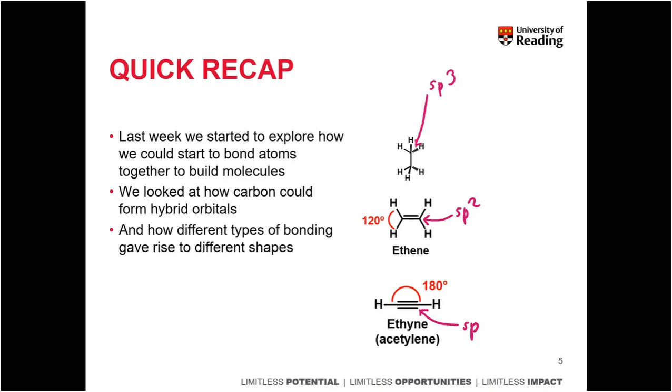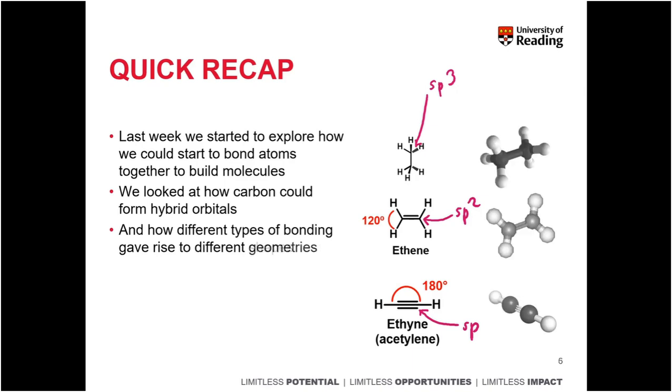So these hybrid orbitals can give rise to different shapes and different molecular geometries. And you can see how atoms in these molecules would be arranged in 3-dimensional space here. The bonds around each carbon atom are arranged in a tetrahedral fashion in ethane, a trigonal planar fashion in ethene, and a linear fashion in ethyne.